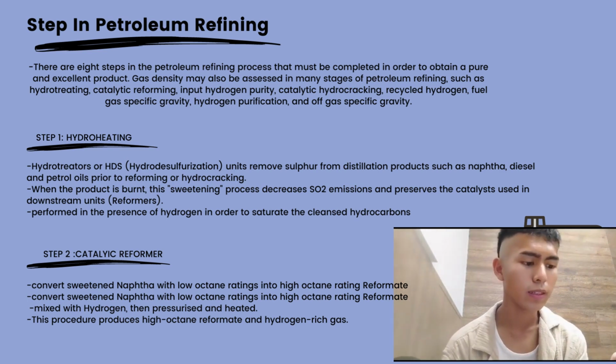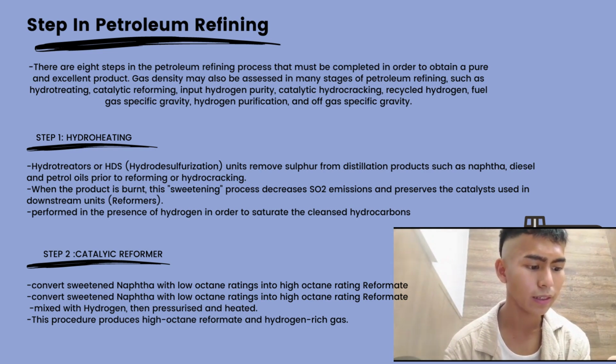Step 2 is the catalytic reformer, which converts sweetened naphtha with a low octane rating into high octane rating reformate. It is also mixed with hydrogen, then pressured and heated.